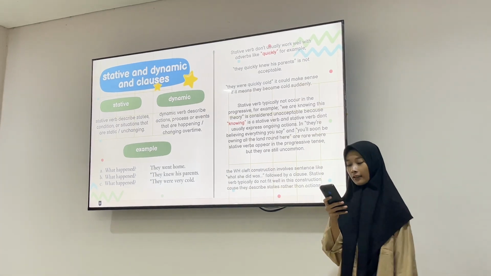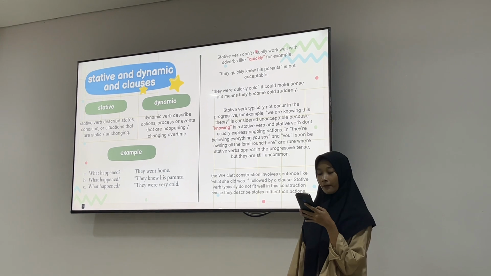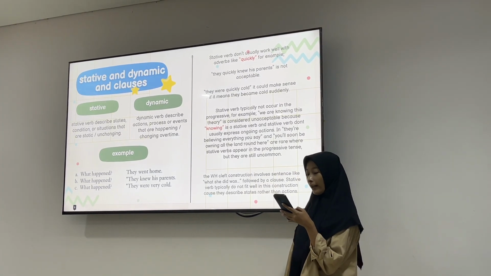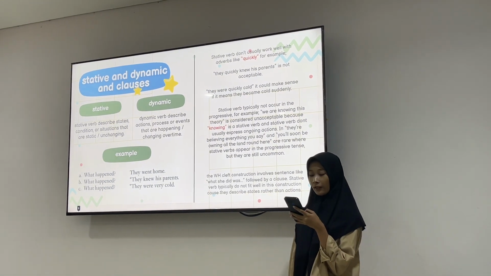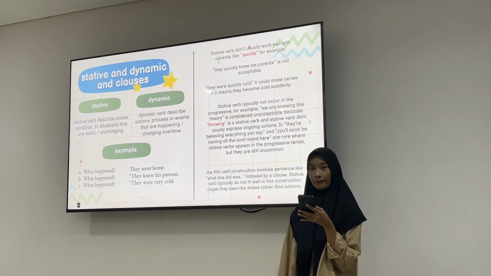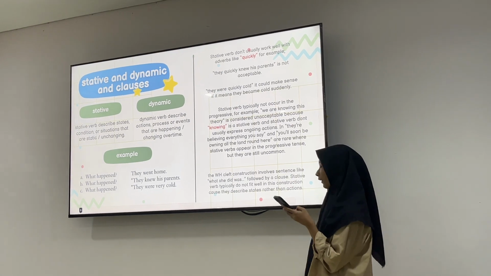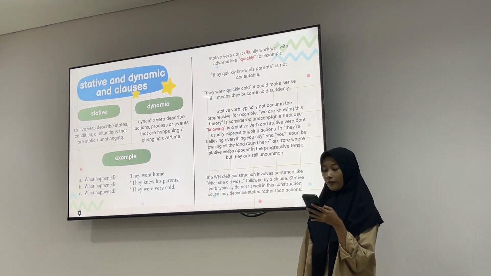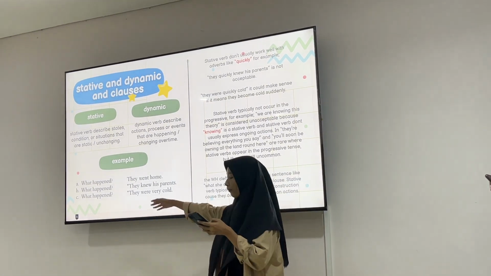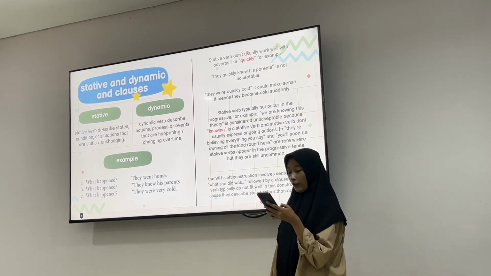So we're talking about static and dynamic verb classes. Static verbs describe states or conditions rather than action, while dynamic verbs describe action or process. They represent activities or events that can be seen as happening or unfolding. So, how to identify static and dynamic verbs? Static verbs are not difficult to recognize. You can figure out if the clause can answer the question, what happened? If yes, it's dynamic, if not, it's static.